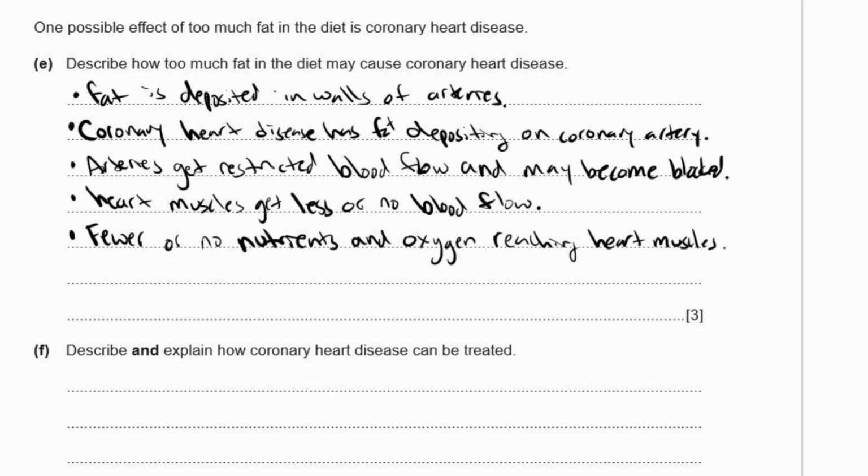You can also get points for any other valid point, as it says. So this could be that the blocking of the arteries, the coronary artery, causes increased blood pressure. You can also say that it promotes blood clotting in other areas, or in the heart or in the brain, and that's called thrombosis. Okay, and when the heart muscle can't get oxygen, it can't respire aerobically, so it has to respire anaerobically. That produces lactic acid, and there's a whole bunch of other problems. So there's at least 3 marks you can get there. There's tons of marks you can get there.